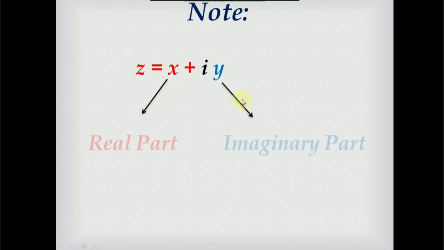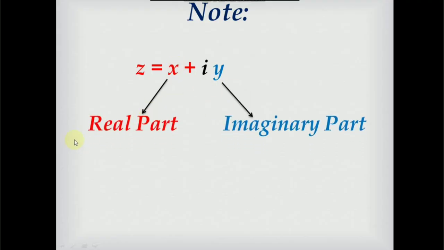Now we will consider one note. Let z is equal to x plus iy be any complex number. We know that in this complex number, x and y are the real numbers and i is an imaginary number. So, in this complex number, x is known as the real part and y is known as the imaginary part.